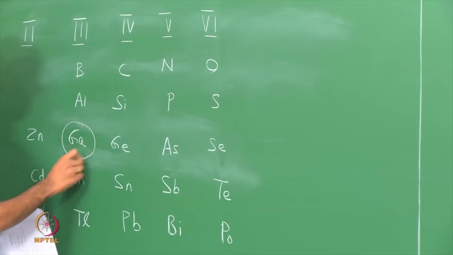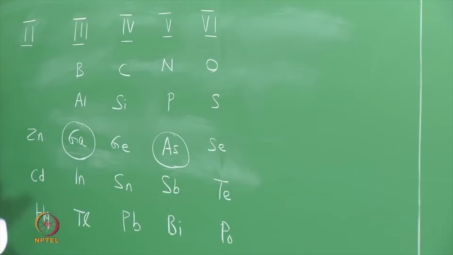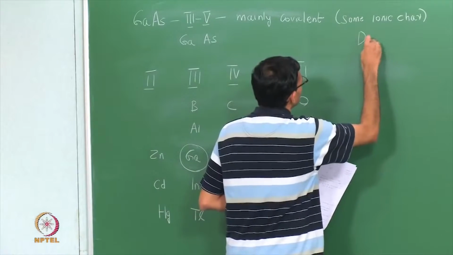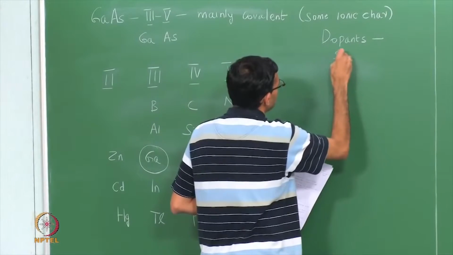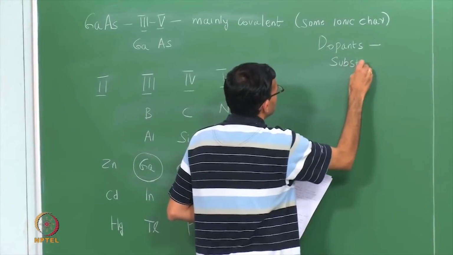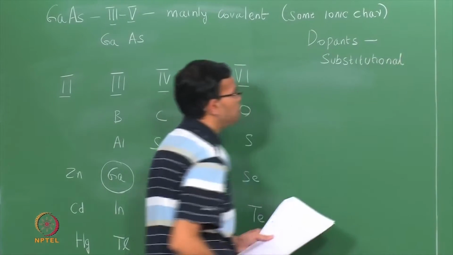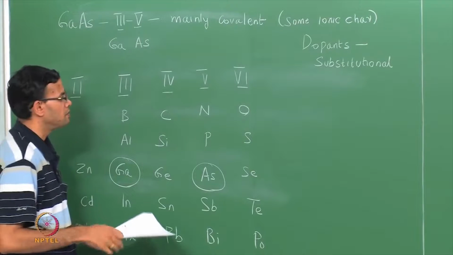So, the semiconductor we have is gallium arsenide, and we want to know what sort of elements could be added as dopants to gallium arsenide to make it p or n type. When we think of dopants, these are usually substitutional, which means they are going to replace either the gallium or the arsenic atom.